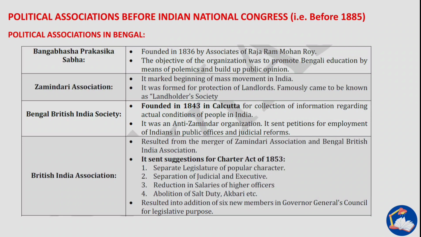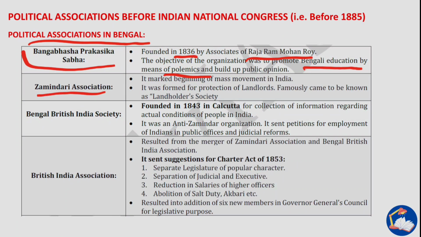So the political associations in Bengal, we have Banga Bhasha Prakashika Sabha. It was founded in 1836 by associates of Raja Ram Mohan Roy. The objective of the organization was to promote Bengali education by means of polemics and build up public opinion. Then Zamindari Association, it marked the beginning of mass movement in India.